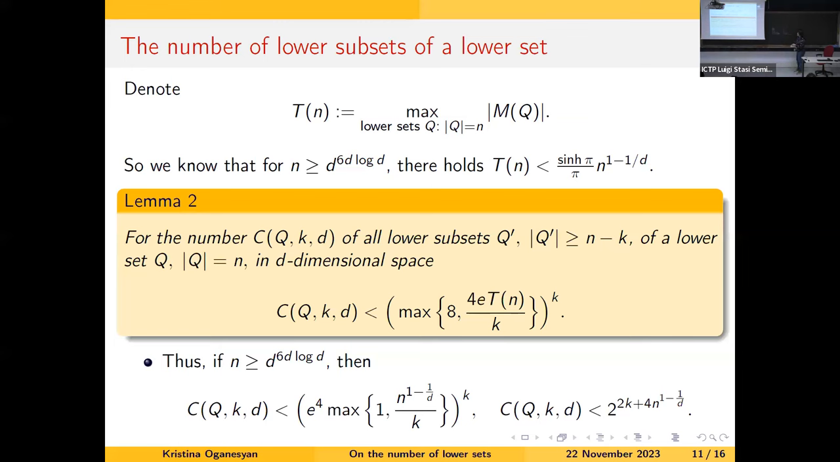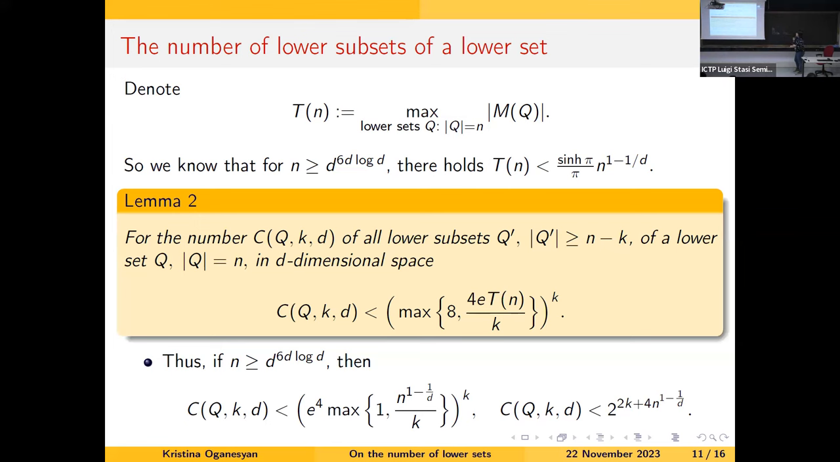Okay, basically then the idea is to split your initial lower set in some tricky way into different lower subsets, to apply this estimate and the lemma. After that, but I will not enter into details here. So this is about this theorem.